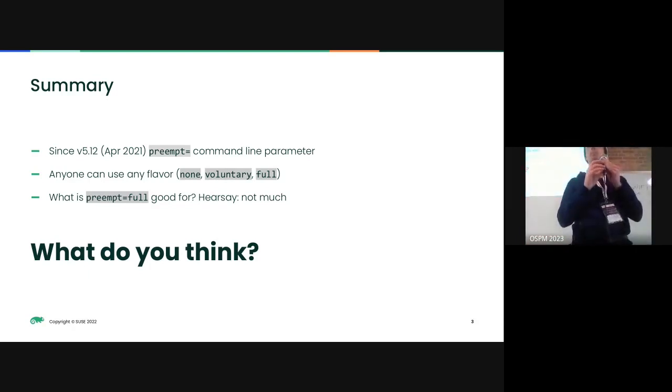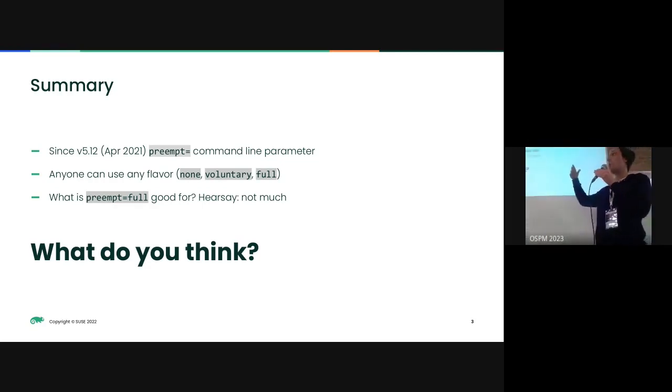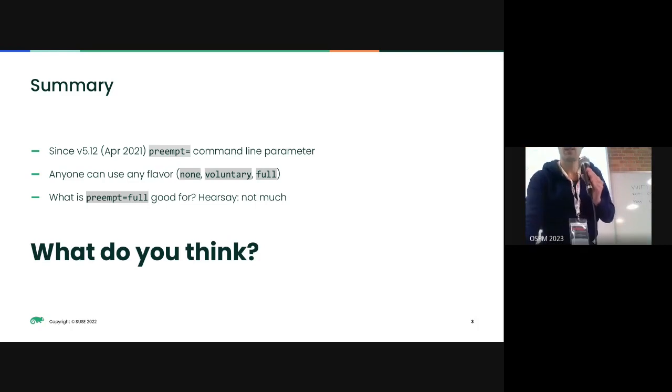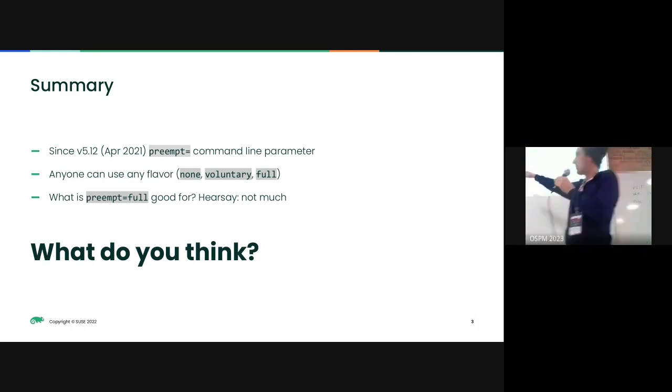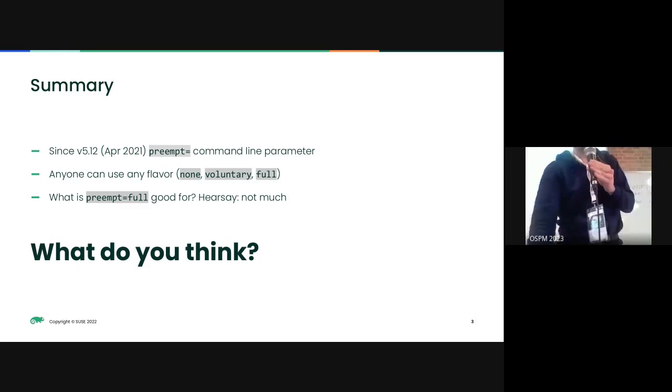So I'm going to show you old emails from the mailing list, old articles from LWN, and go through the history and see how this thing came about. Again, the motivation is that this is very old stuff. The preemption flavors are all many decades old, but now we have a command line parameter. So this is why this thing is relevant. And what do you think? This is very bold, very large font. That means I am really asking a question.